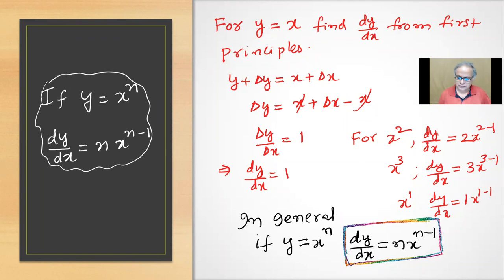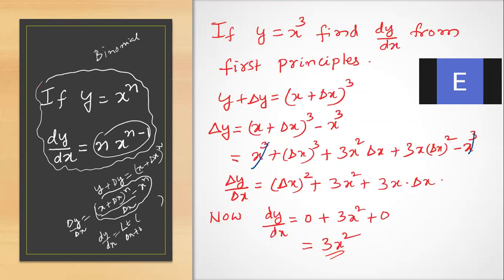For x square, 2x, we had 2 into x to the power 2 minus 1. For x cube, 3x square we had. For x to the power 1 we had 1 into x to the power 1 minus 1, which is what? 0. Yeah, 0. x to the power 0 is 1, which we got as 1 here, right? So for x square, this 2 came here, 2 minus 1. We did already, if y equals x square, from first principles when we found out dy by dx, we got it as 2x previously. For y equals x cube, we got 3x square in the previous, isn't it?